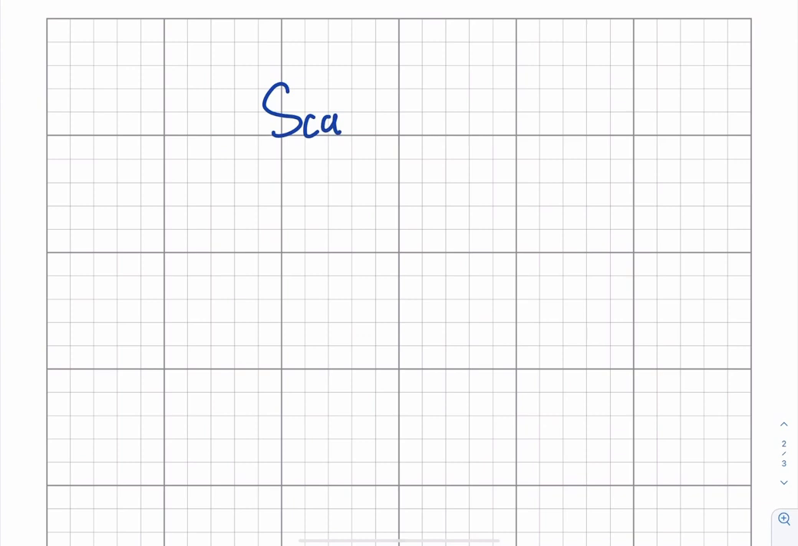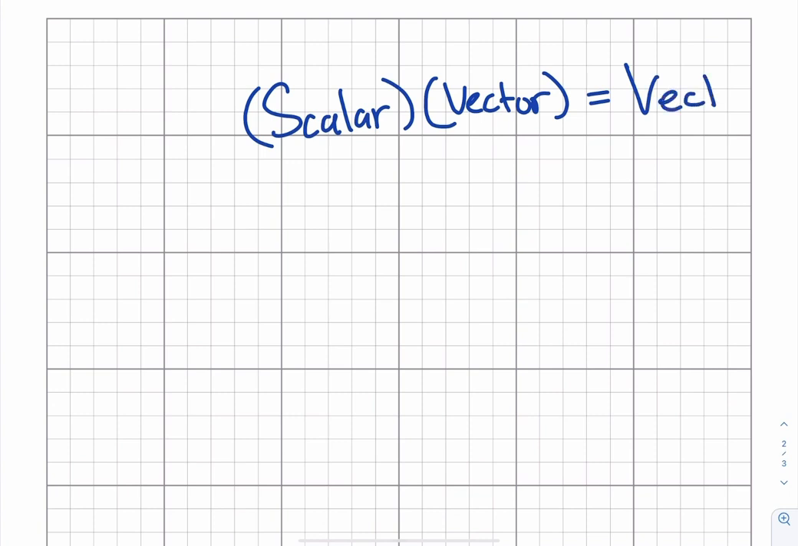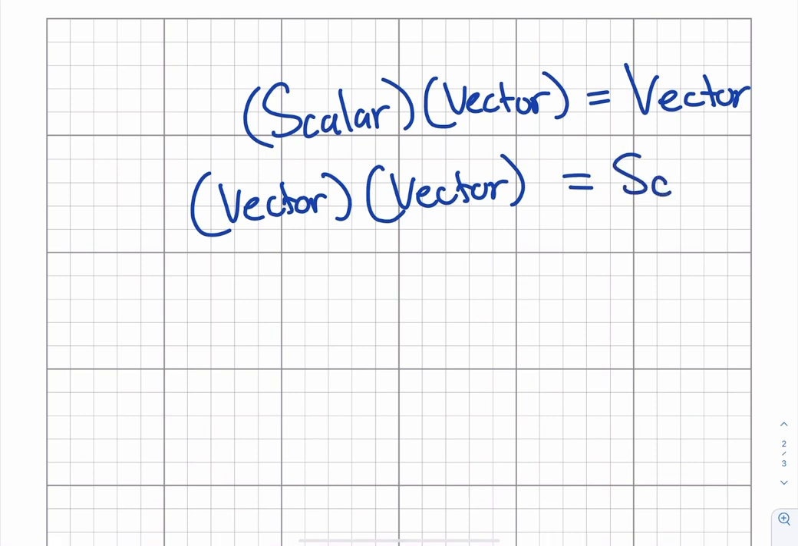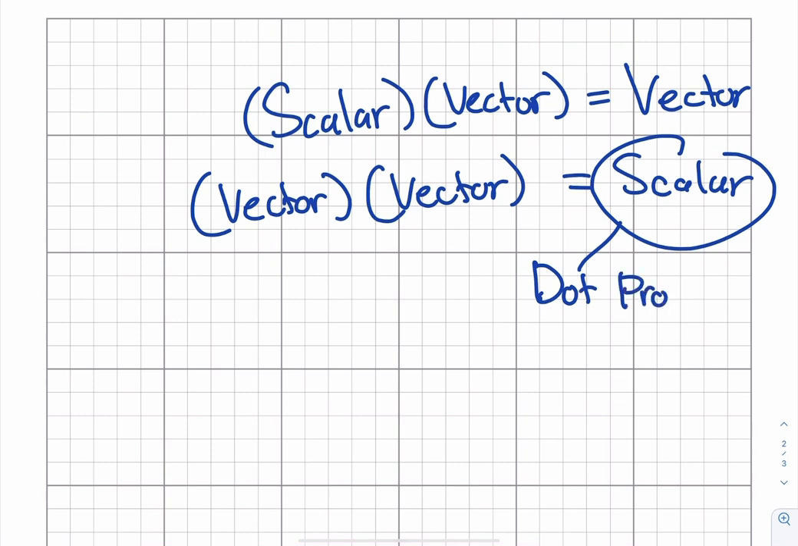In a previous video, I explained how multiplying a scalar by a vector gives us a vector as the product. But what if I told you now that if you multiply a vector by another vector, you actually get a scalar? This is called the dot product. Now, how does this work?